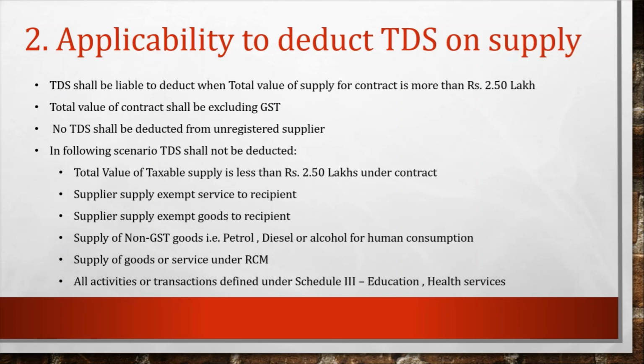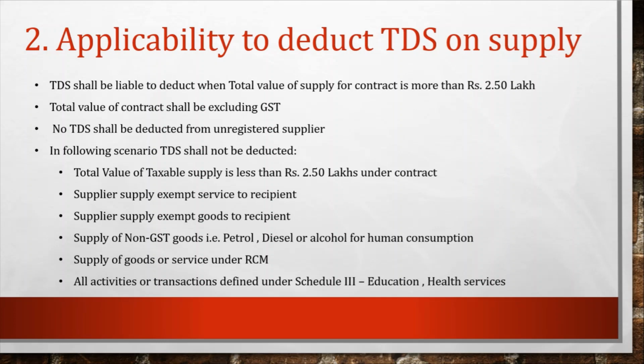First case is that the total value of taxable supply is less than 2,50,000 per contract. Also, suppose the contract value is more than 2,50,000 and it includes both taxable supply as well as exempted supply, and the taxable supply is less than 2,50,000 rupees, so the TDS provision will not be applicable. Then if the supplier is supplying exempt services to the recipient, in that case the TDS provision will not apply. If the supplier supplies exempted goods to the recipient, in that case it is not applied.